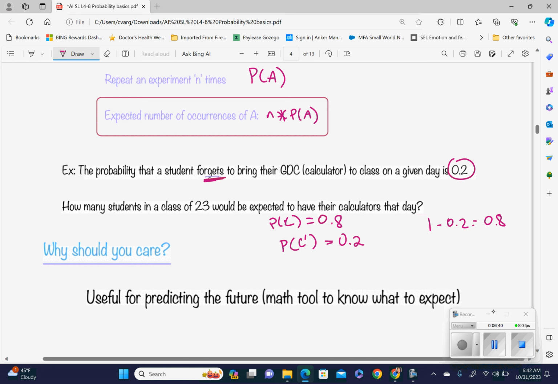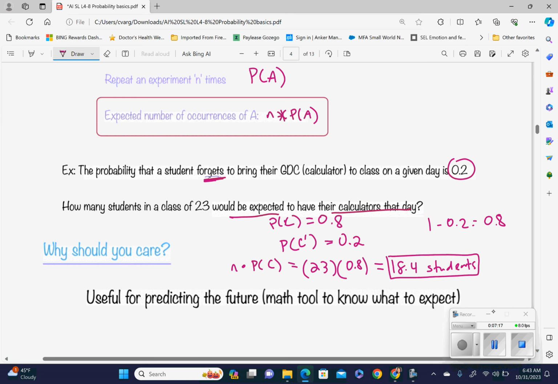So we're definitely going to use that because it says how many students in a class of 23 would be expected to have their calculators, right? So what we do is we take our n, right, times the probability of having calculators. So how many students do we have here? We have 23 students, and we're going to multiply that by the probability of them having a calculator, which is 0.8. So 23 multiplied by 0.8 is going to give us 18.4 students. Okay, so that's how many students out of the 23 would be expected to have their calculators on that day.